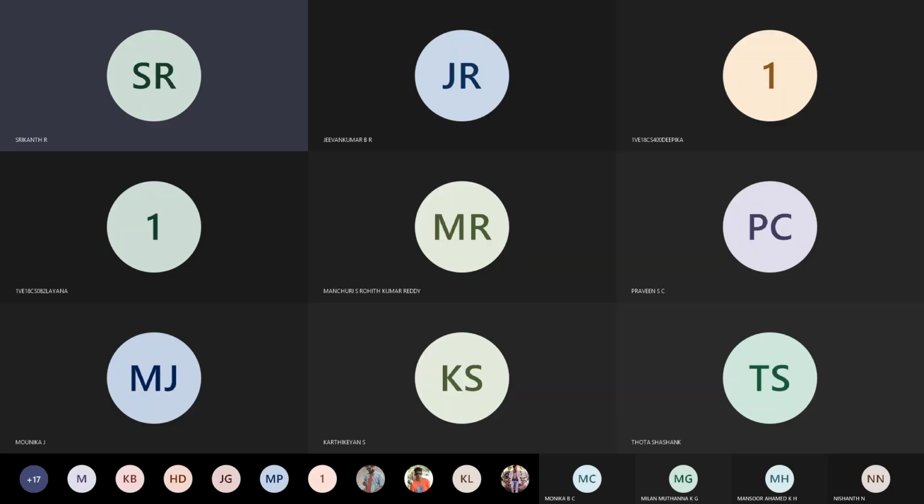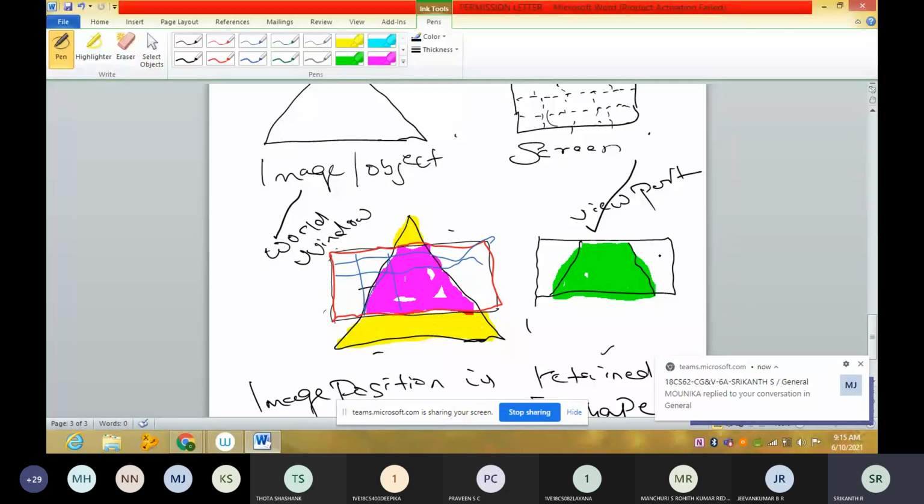Monica? Guys, what we do is we assign colors to the pixels. We don't assign colors to the geometric object. We assign colors to the pixels of the geometric object which are lying inside the screen. See here, this part of the geometric object, the green color, is going to lie inside the screen. So I am going to assign colors to the pixels of the screen.